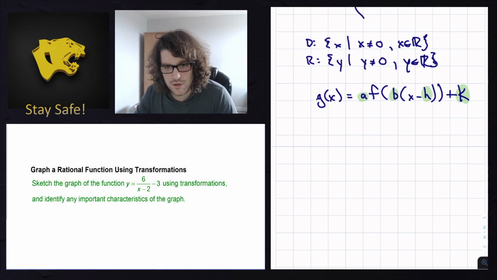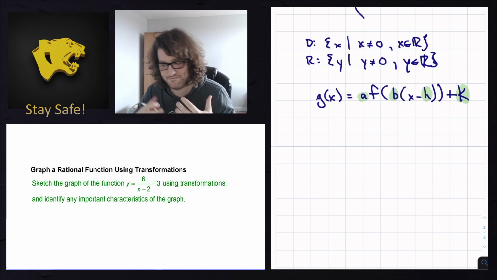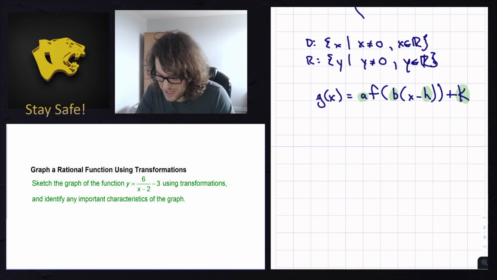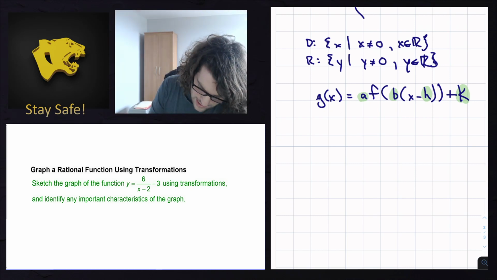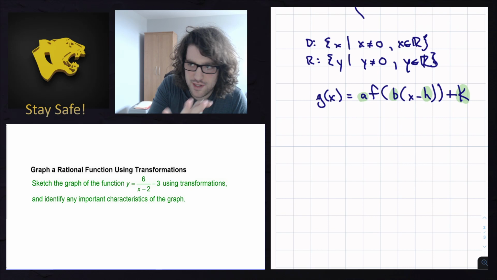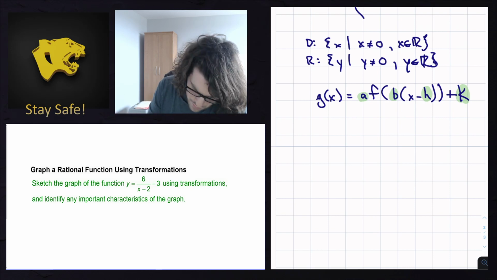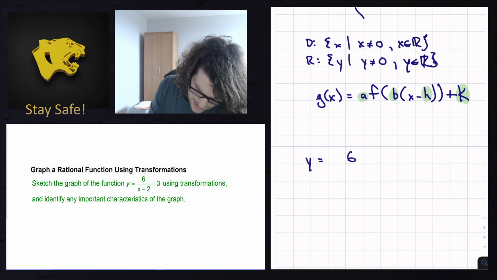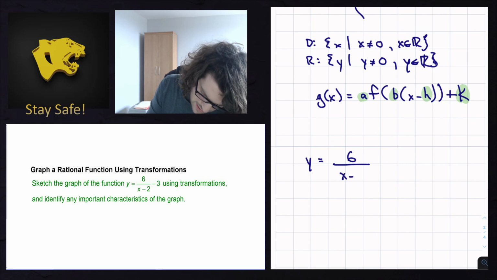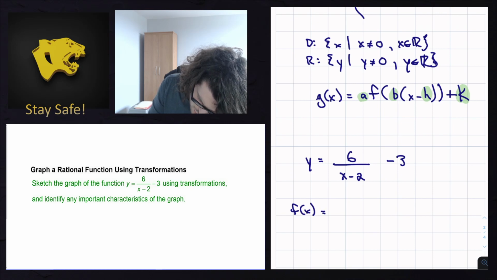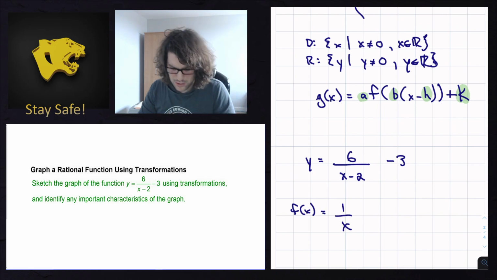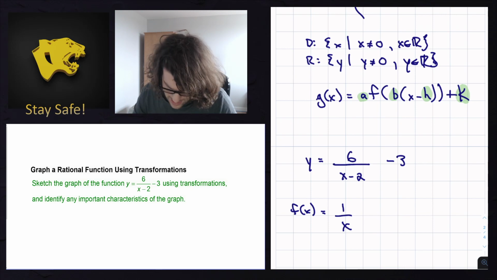So those four things together give us the full kit and caboodle of things that we know, understand and are comfortable with doing transformationally. So I currently, on this one that's down there right now, have y is equal to 6 over x minus 2 minus 3. If I said that an original function was just 1 over x, how could we turn that into what we currently have?